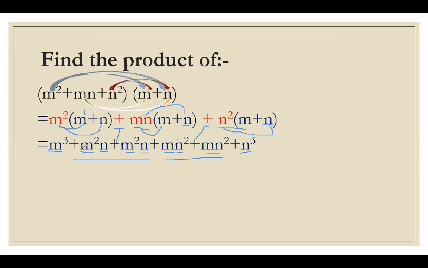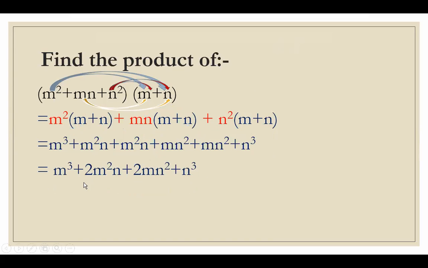So here 1 plus 1 we get 2 m square n, and here m n square, the coefficient is 1 and 1, so we get 2 m n square. Clear everybody? Clear students? So we get the final answer here. You can see that 2m square n and 2mn square. And the variables will remain same because they are having different powers. Clear? Any question?